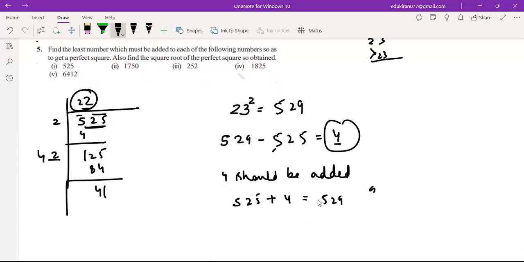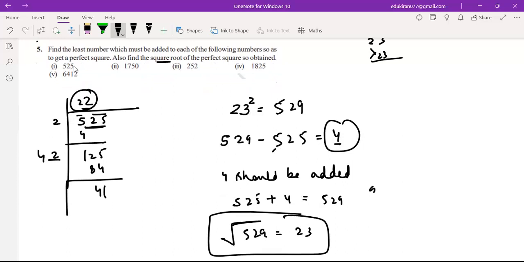So there are two questions. First is what should be added? Ma'am, 4 should be added. Okay, once you add it, you have to find the square root. So the square root of 529 would be 23. Done? Both the answers are clear. So first you have to find which number you need to add. So 4. And after adding 4, you get a new number which is 529. So 23 is the square root of 529. Clear?